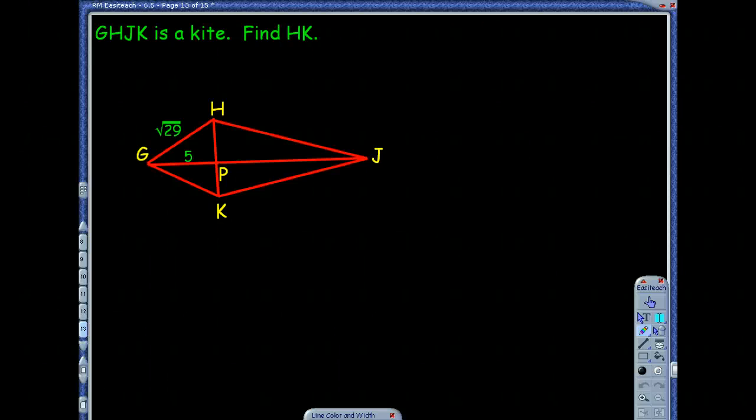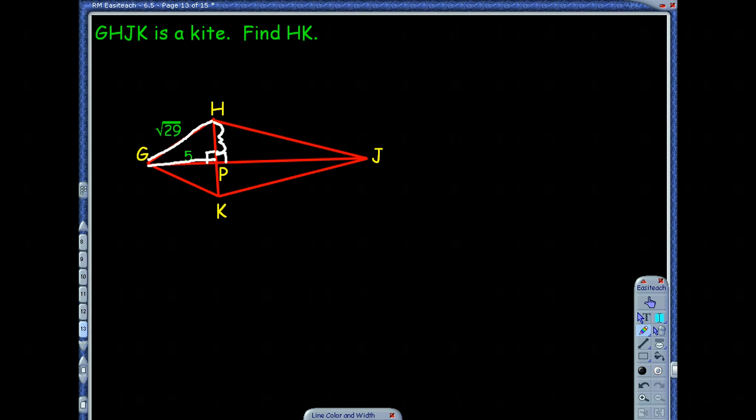Diagonals are perpendicular. Okay, so that only gives me an angle. It doesn't really help me with sides. But, okay, I see if I've got some other known pieces, what do you notice that we have here? Well, the other pieces that are given to us are that square root of 29 is part of GH, and the 5 is part of GP, and then HP, which is part of HK, forms a right triangle together.